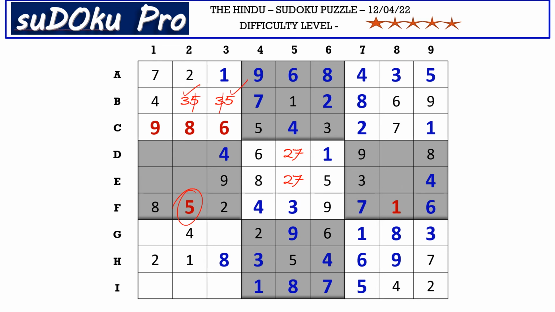In third column, there are only 2 empty cells and the missing numbers are 3 and 7. There is a 7 here in I row. So I3 takes 3 and G3 takes 7.